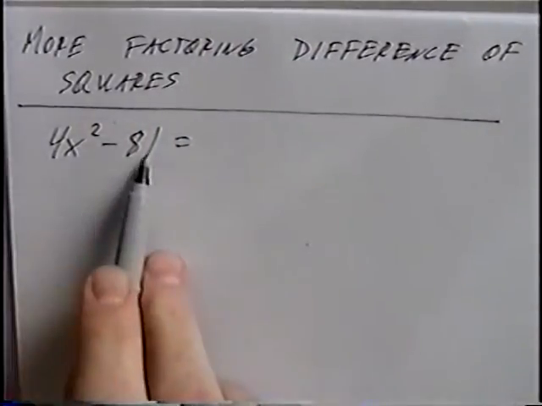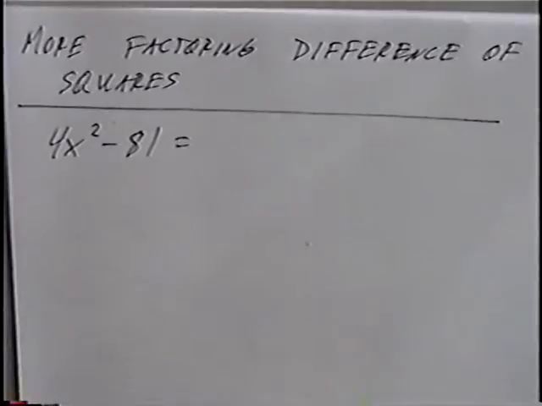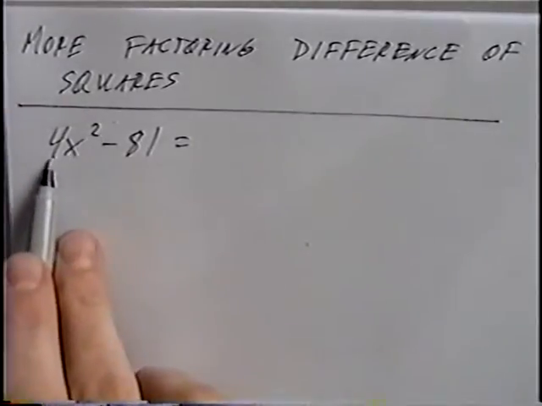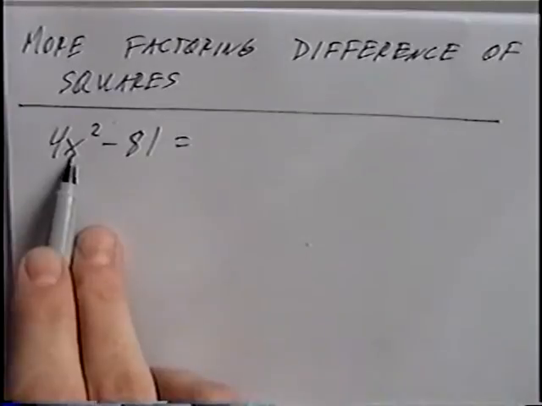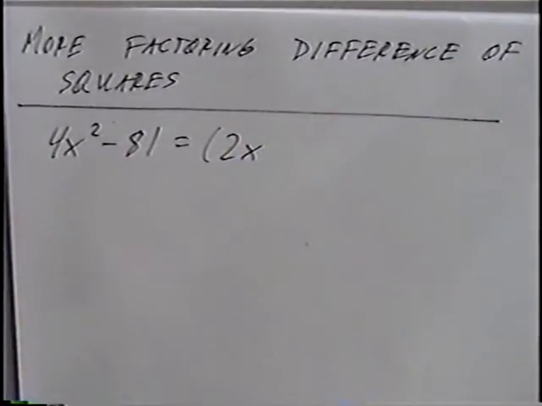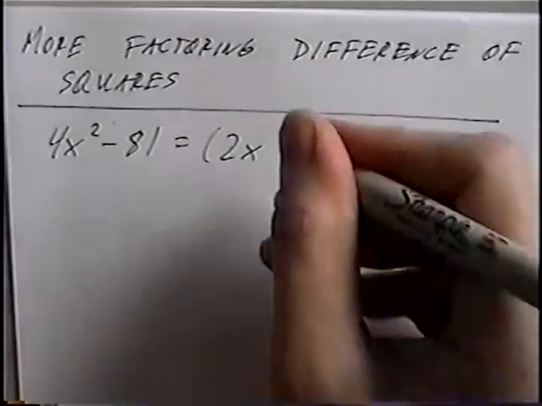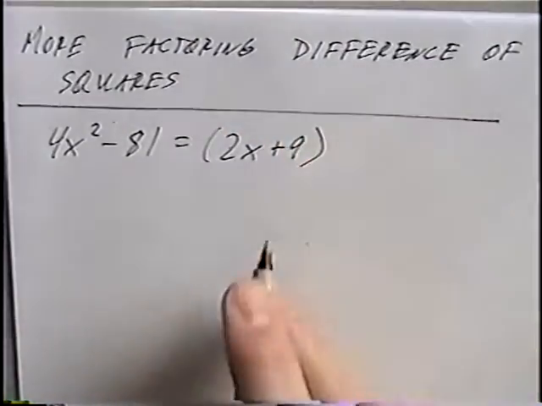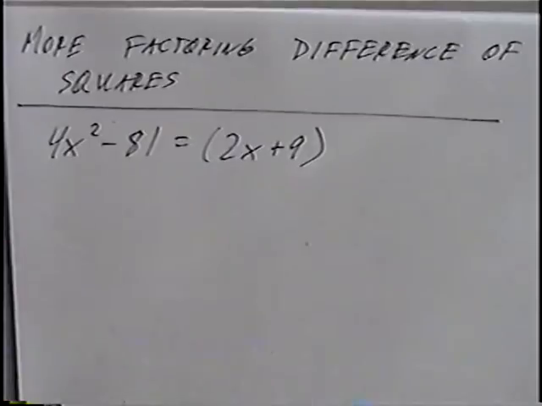Just like before, we only have two terms, and both of these we can take the square root of. For example, 4x squared, the square root of 4 would be 2, and the square root of x squared would be x. So our first term would be 2x. The square root of 81 would be 9, so our first parentheses would be 2x plus 9.